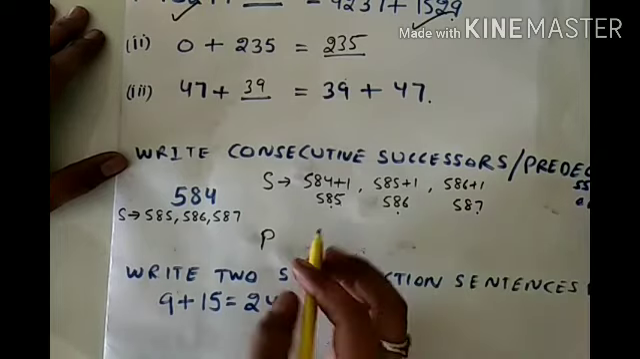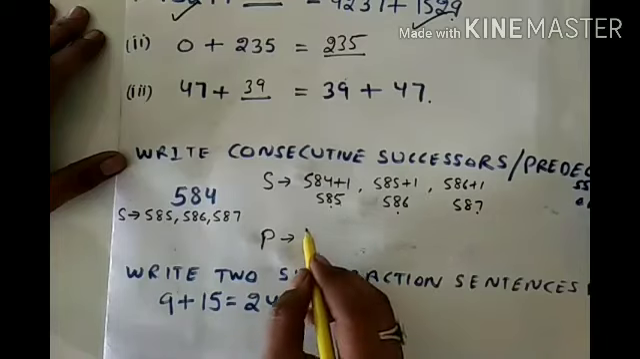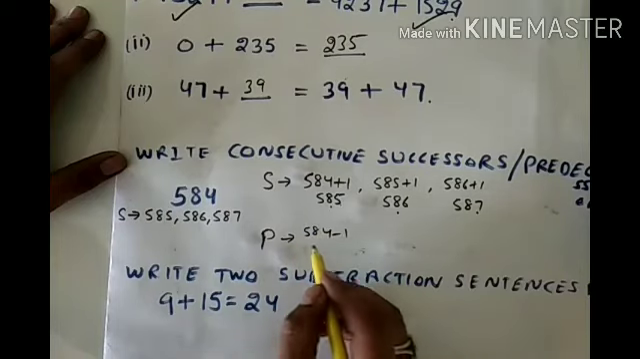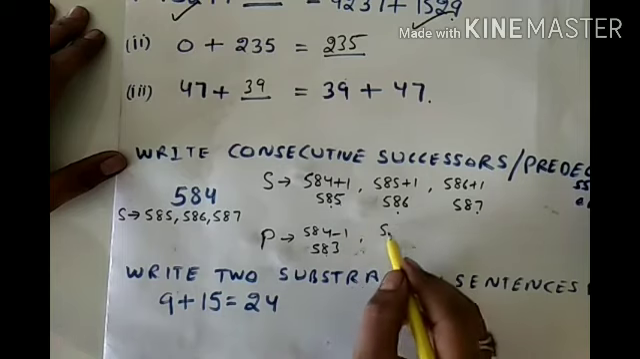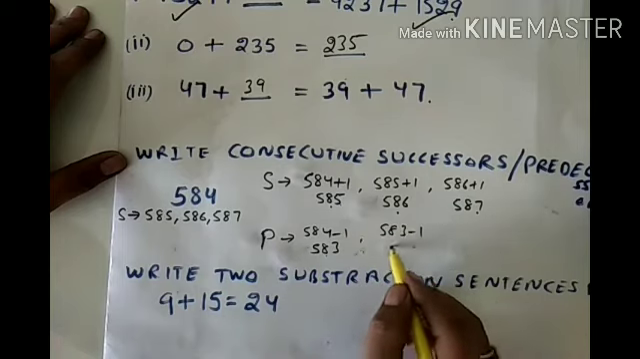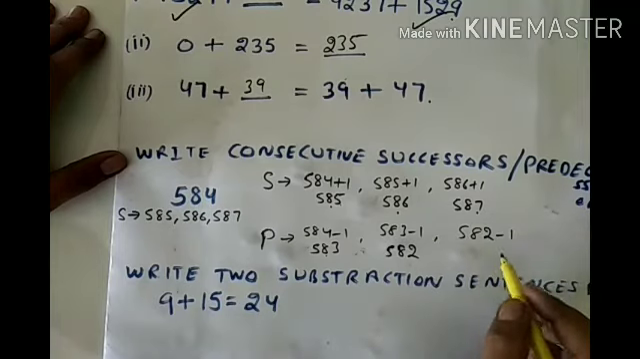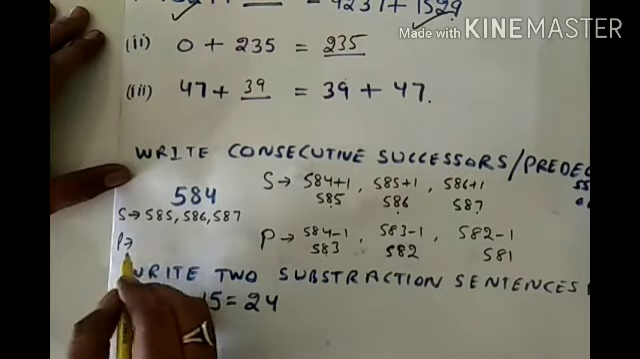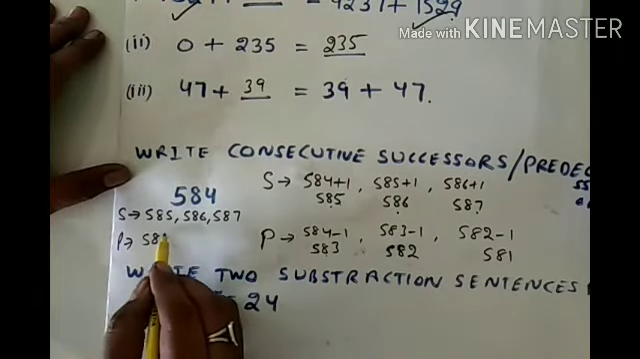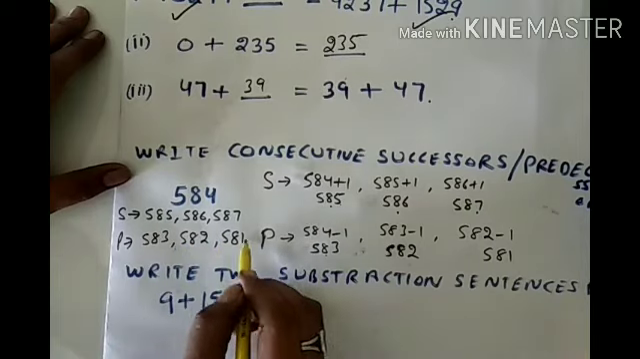Now similarly we have to find the predecessor. In order to find the predecessor, we will have to subtract 1. 584 minus 1, the answer is 583. After that 583 minus 1, that is 582, and then 582 minus 1, that is 581. So in this way I can write 583, 582 and 581 are the answers.